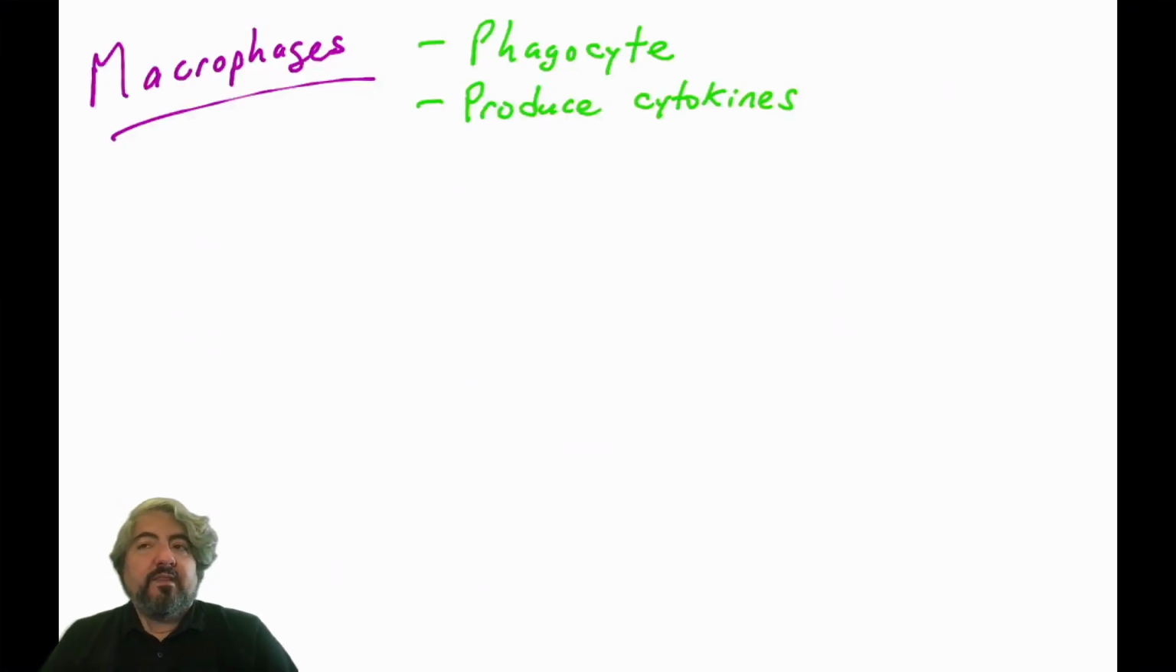Hi there. So in this video, we're going to talk about macrophages. What are macrophages? What do they do? What's their function? So the main function of macrophages that we're going to talk about, starting in this video and in later videos, is their role as phagocytes. They're also going to play a very important role in the immune response by producing cytokines. This video is just going to focus on their role as phagocytes.